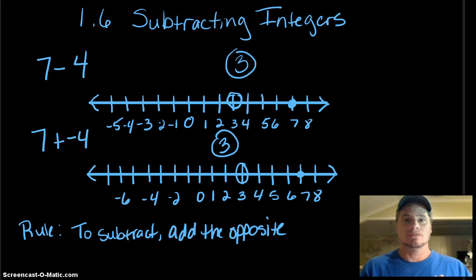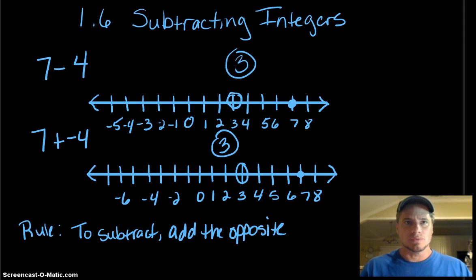So we get the same answer. So what we have are equivalent expressions. Remember, expressions don't have equal signs. They have an operation with two numbers or two variables or both, or more. It doesn't have to be two. But expressions do not have equal signs, and that's what we've been working with lately. So we look at 7 minus 4 and 7 plus negative 4. They give us the same answer. So we call them equivalent expressions.